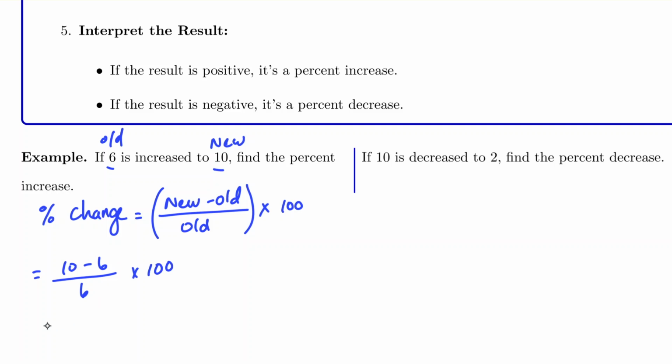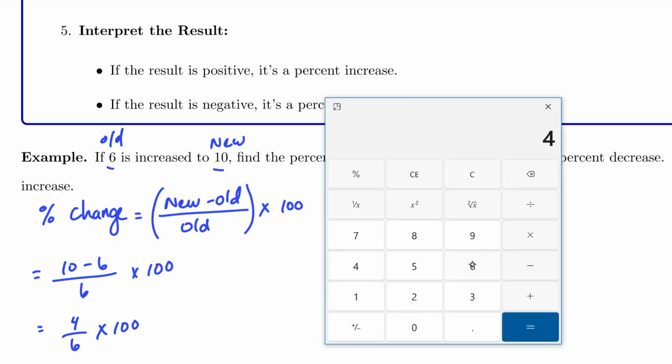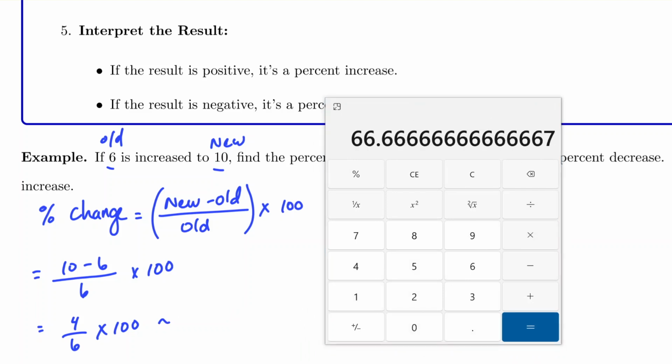So we'll do the subtraction first. 10 minus 6 is 4. 4 divided by 6 times 100. So let's get out our calculators. 4 divided by 6 is this value, times 100. And it's going to be that many. Let's round to 2 decimal places.